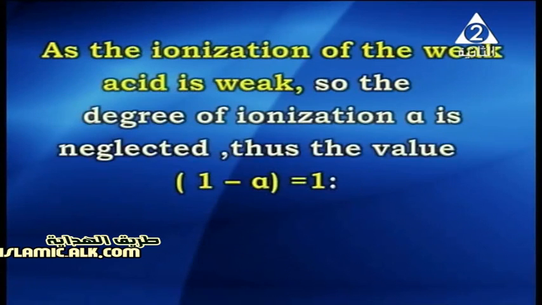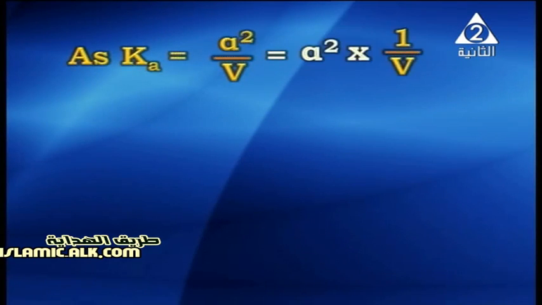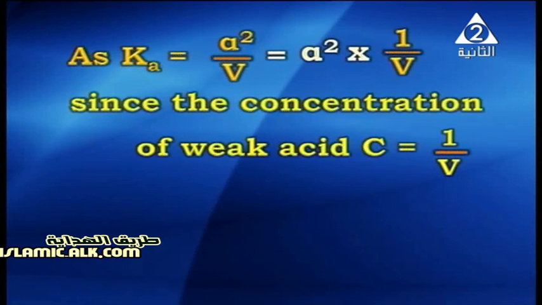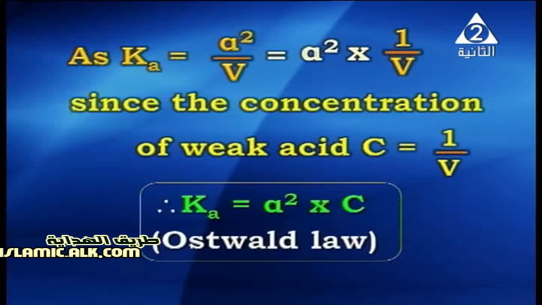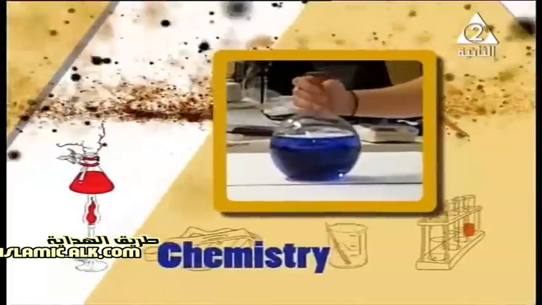As the ionization of the weak acid is weak, the degree of ionization alpha is neglected in the denominator. Thus the value 1 minus alpha equals 1. So the equilibrium constant Ka equals alpha square over V. And as Ka equals alpha square times 1 over V, the concentration of the weak acid C equals 1 over V, so we can write Ostwald's law: Ka equals alpha square times C.